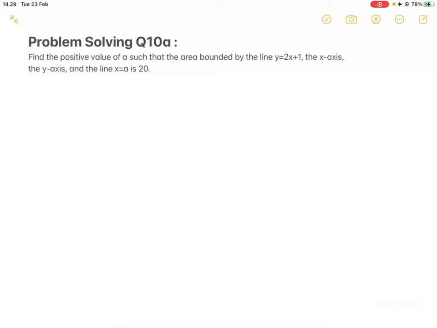Today we're going to look at a tricky question that involves integrals when it deals with some linear functions. So this problem requires integrals, specifically definite integrals. It says: find the positive value of a such that the area bounded by the line y equals 2x plus 1, the x-axis, the y-axis, and the line x equals a is 20.